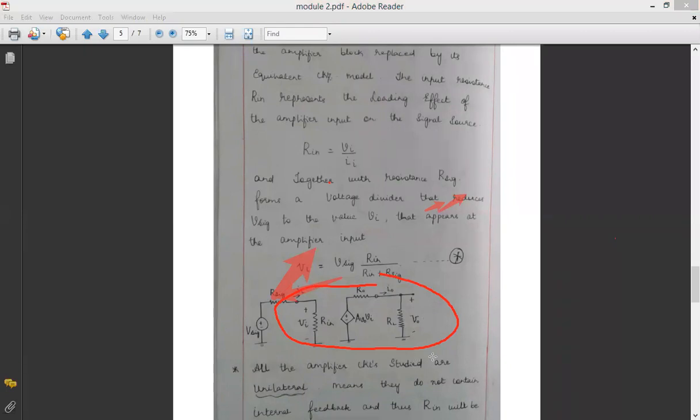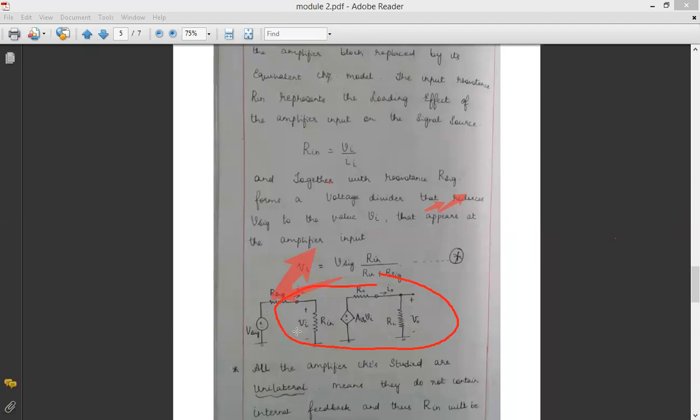From V0 to V signal, you have two parts. One is the output port and the other one is the input port. V0 by V signal is represented by GV, which contains both the output port as well as the input port. So I want V0 by V signal. What I have to do is V0 by Vi into Vi by V signal. I have to multiply the gains of the output part and the input part.